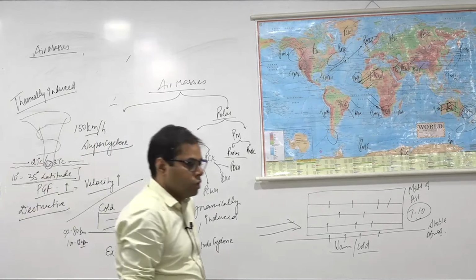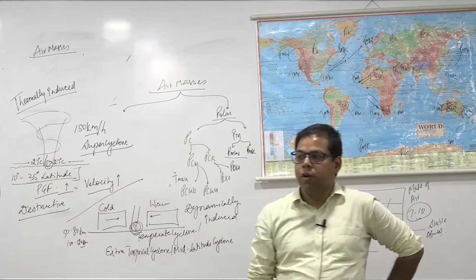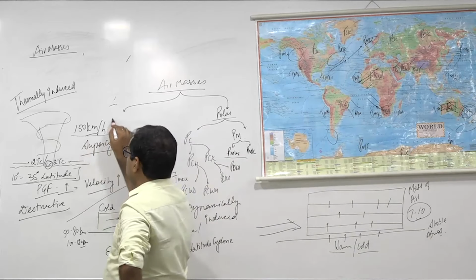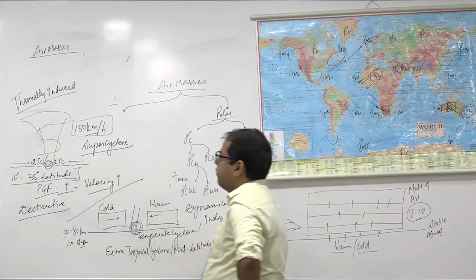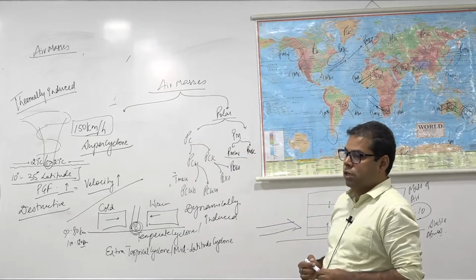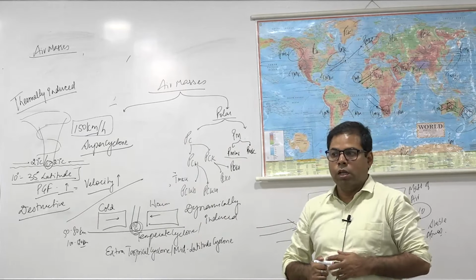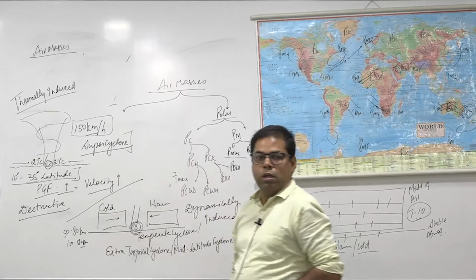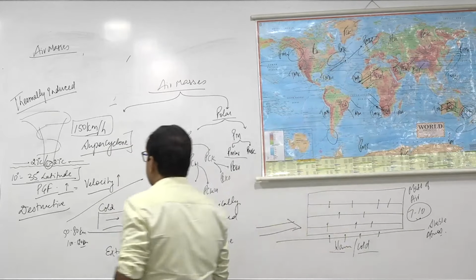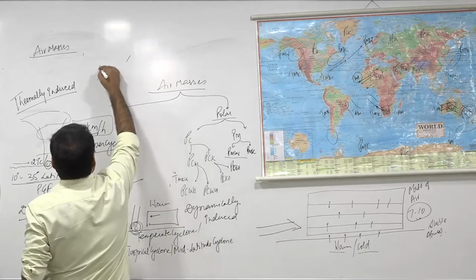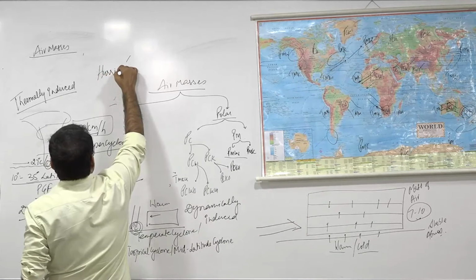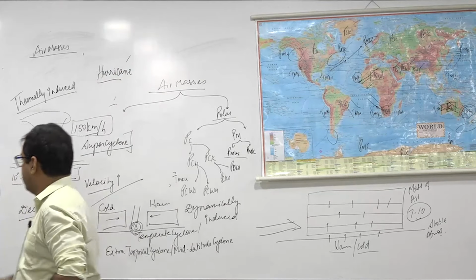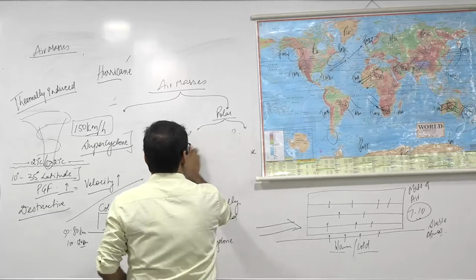Cyclone Biparjoy, which recently came to Gujarat, what was the wind velocity? The wind velocity reached 150 kilometers per hour, and the meteorologists said if the wind velocity crosses 150 kilometers per hour, it will be declared a super cyclone, right? But in the case of hurricanes, there are different names of the cyclones. There are different names of tropical cyclones.